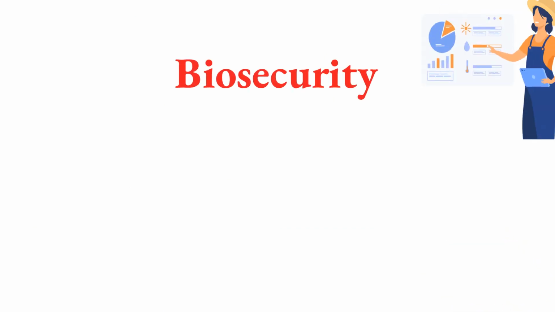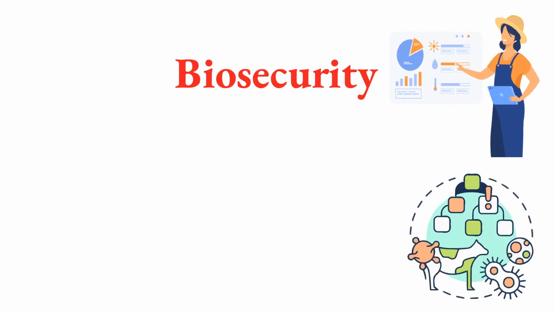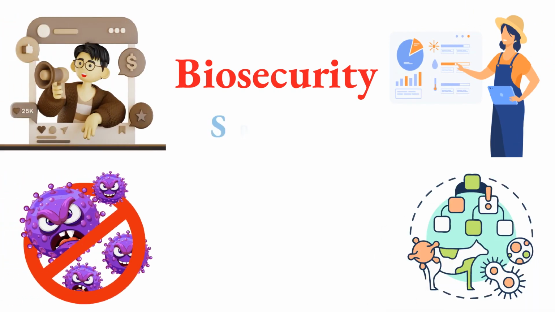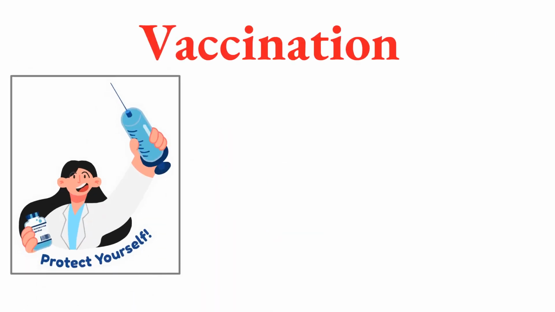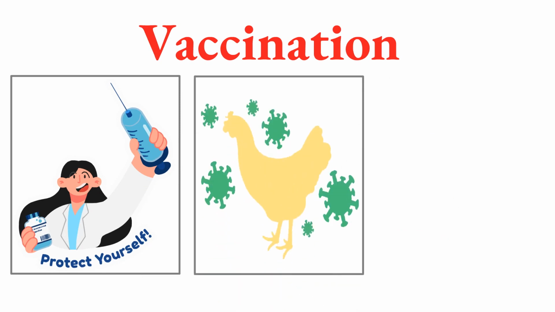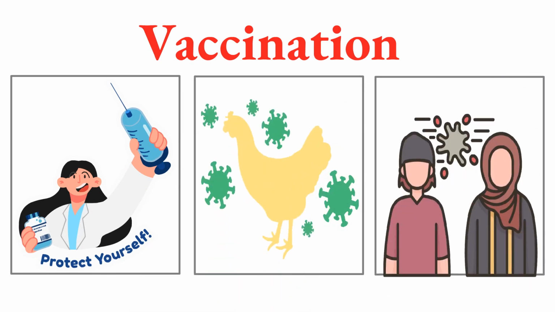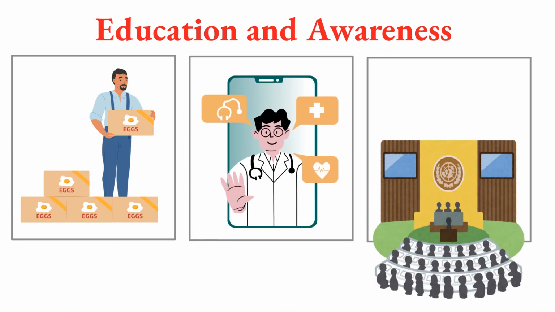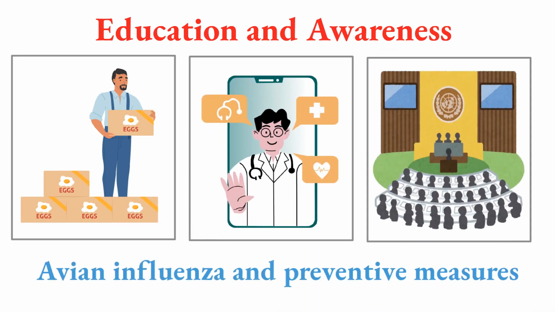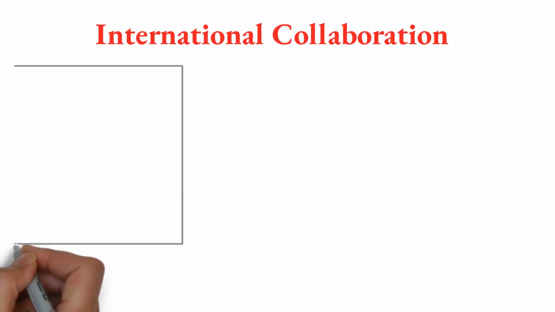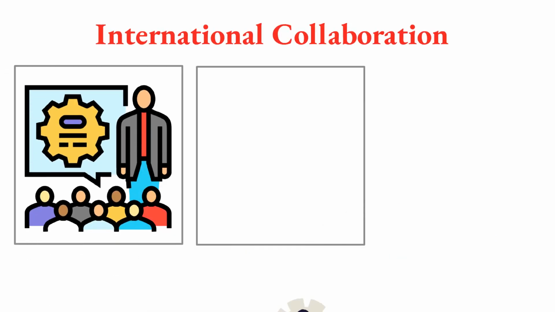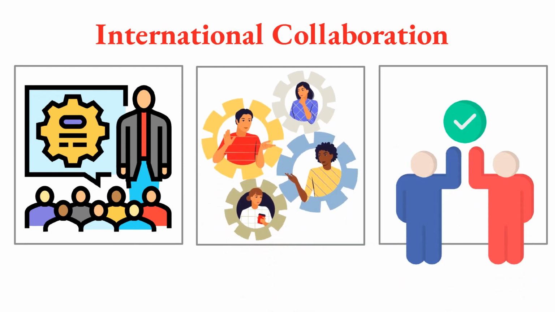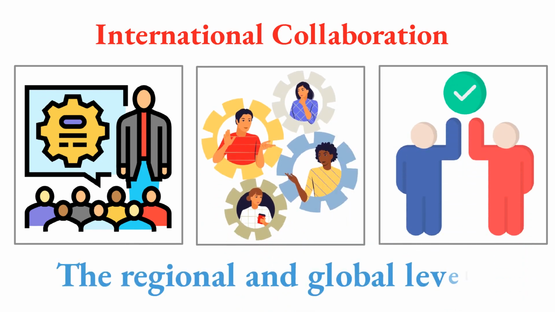Biosecurity: implementing strict biosecurity measures on poultry farms and in live bird markets to prevent the introduction and spread of the virus. Vaccination: utilizing vaccines to protect poultry against specific strains of avian influenza and reduce the risk of transmission to humans. Education and awareness: providing education and training to poultry producers, healthcare workers, and the general public about the risks of avian influenza and preventive measures. International collaboration: facilitating information sharing, laboratory cooperation, and coordinated responses to avian influenza outbreaks at the regional and global levels.